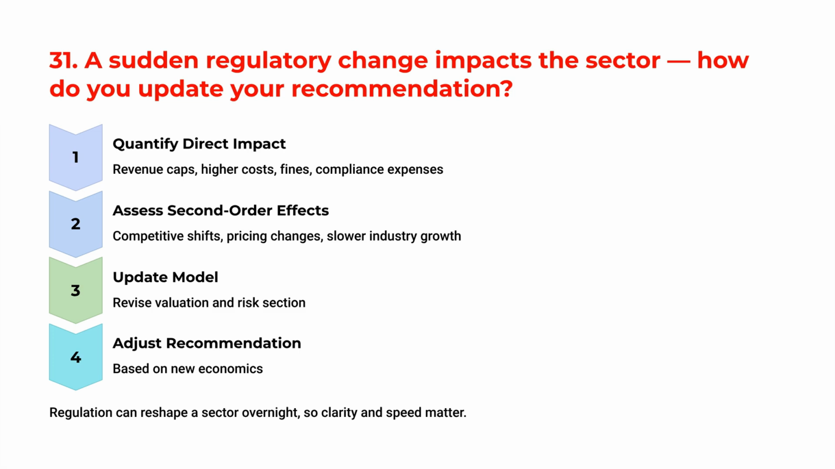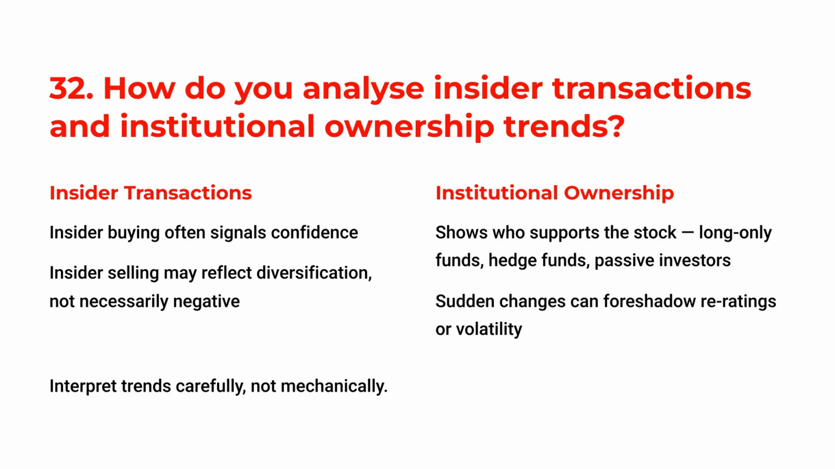Regulation can reshape a sector overnight, so clarity and speed matter. How do you analyze insider transactions and institutional ownership trends? Insider buying often signals confidence. Insider selling may or may not be negative. It can simply reflect diversification.